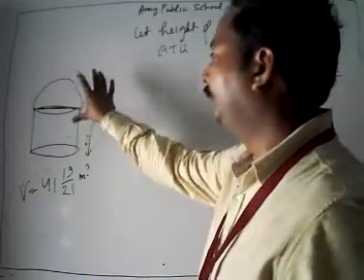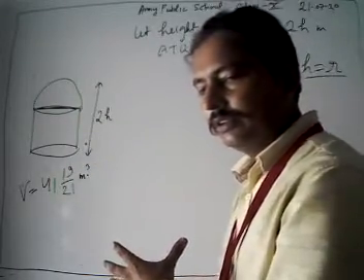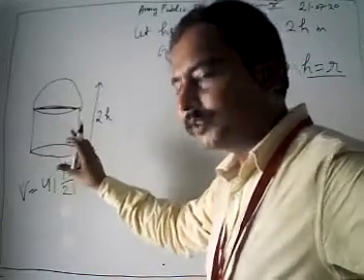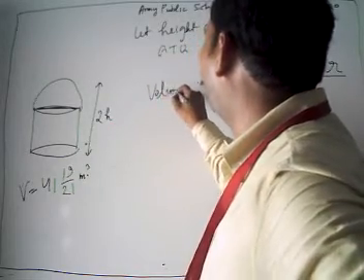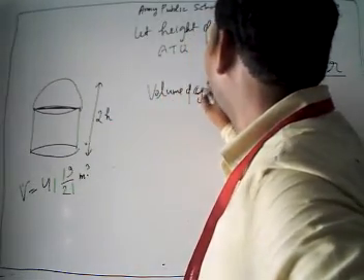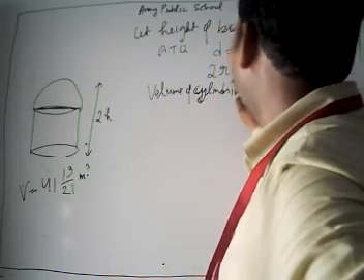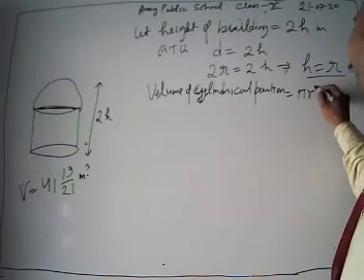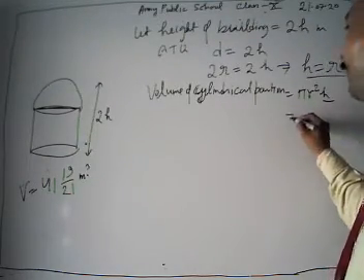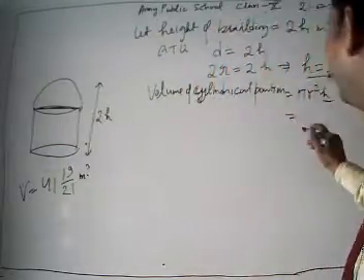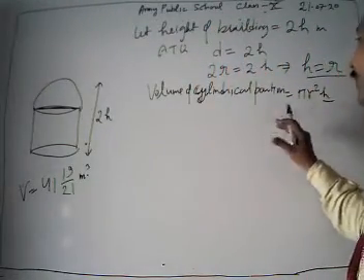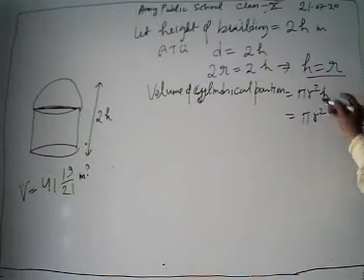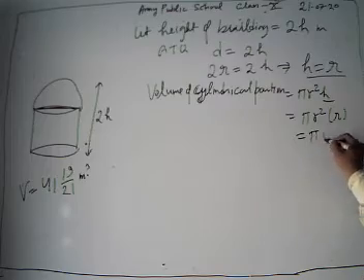We have to take total h there. Then in this portion we have to find the volume of this cylindrical portion. Volume of this cylindrical portion is pi r square h, but the value of h is r, because radius and height are equal. So it's pi r square into r, which gives pi r cube.